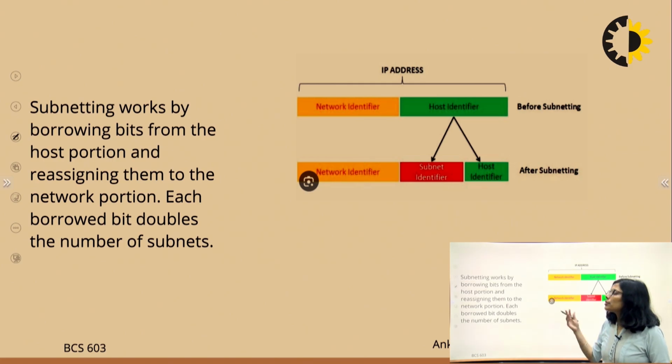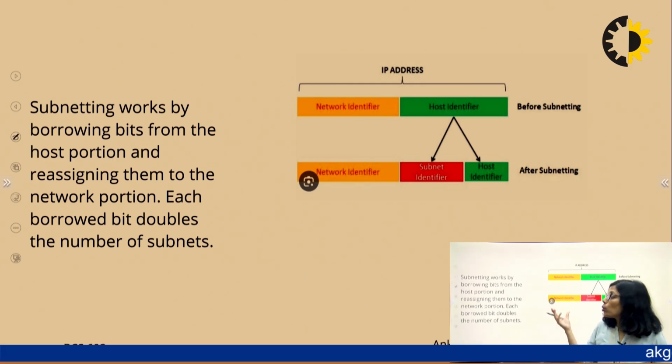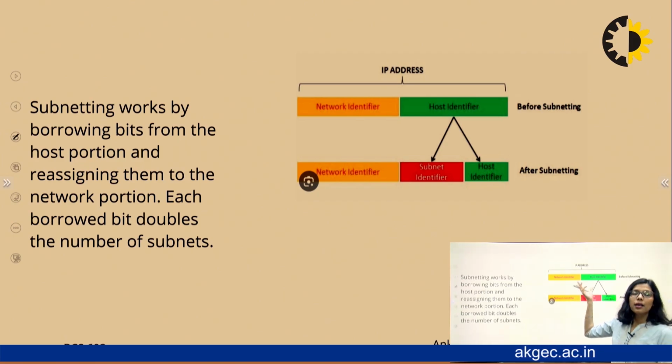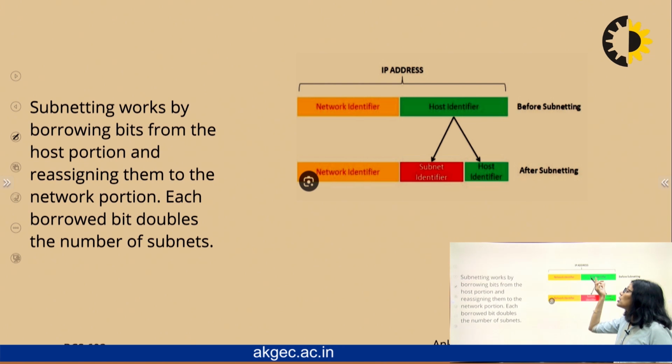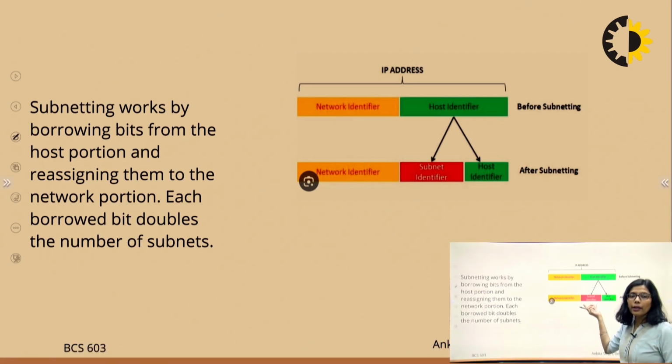Now, subnetting works by borrowing bits from the host portion. This is my IP address, and an IP address consists of two parts: first is the network and the other is the host. So what I can do is reserve some bits of the host portion to identify my subnetwork. This is basically called subnetting. The host identifier is divided into two parts: one represents the subnet identifier, and the other represents the host identifier.